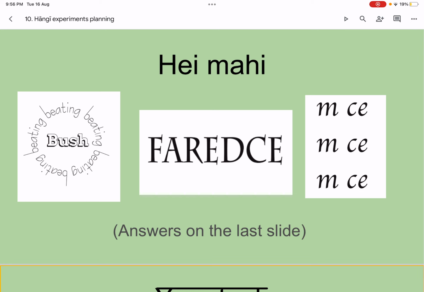So this one is posted as an assignment on Google Classroom under the heading Hāngī Experiments Planning. What I'd like you to do here is plan out two experiments that investigate how best to prepare a hāngī. And the idea is that we will do these experiments next week when I return.